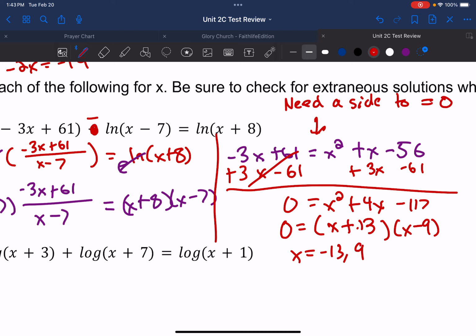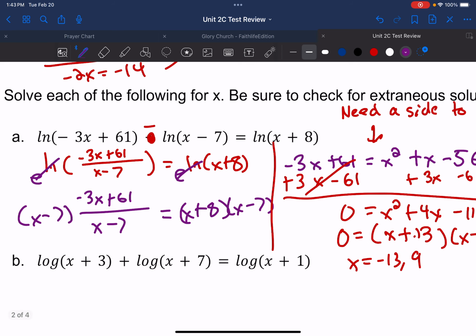And remember, you've got to go through and plug these into every argument until it fails, or it has to pass all of them. So the first one, I'm going to plug in negative 13, so negative 3 times negative 13 plus 61 is going to give me 39 plus 61 should be 100. Let me make sure my math's right. 3 times 13 plus 61. Yep, 100, because the negatives cancel out. That's good so far. I've got negative 13 minus 7. That's negative 20. So because of that, negative 13 fails.